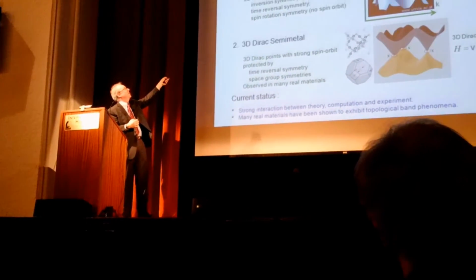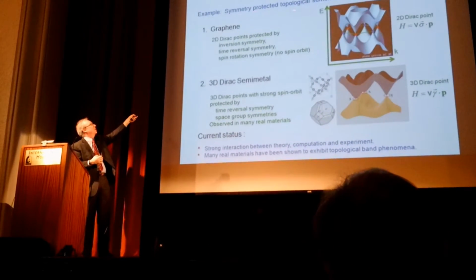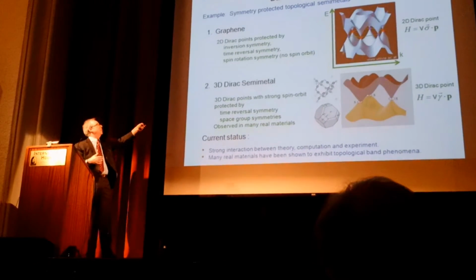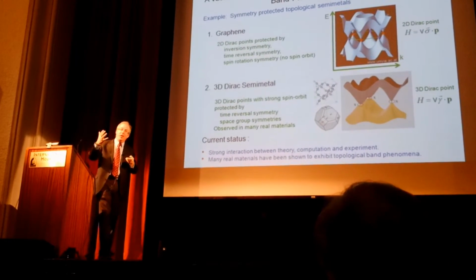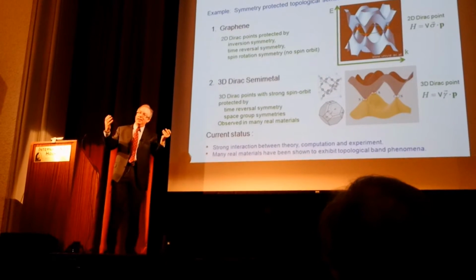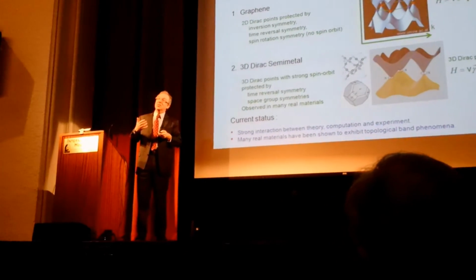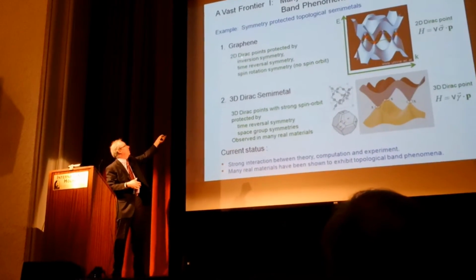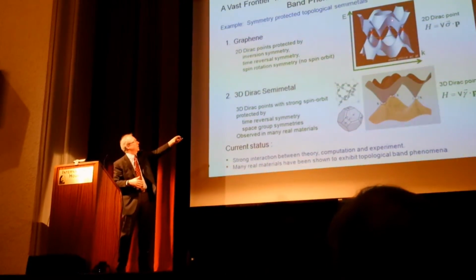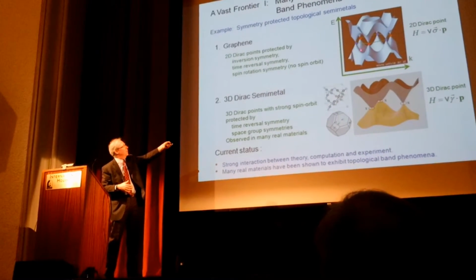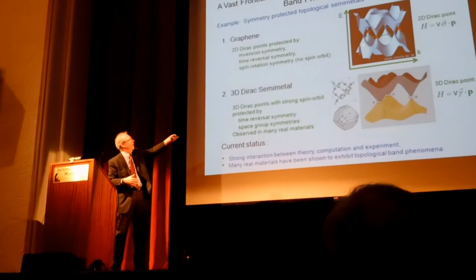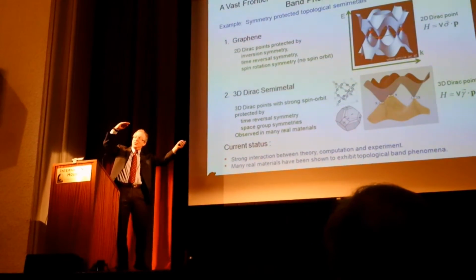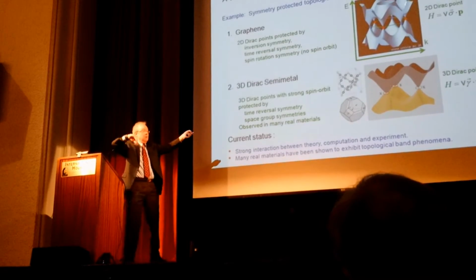Let me take an example of one of them: what I'll call symmetry-protected topological semimetals. The most familiar example of this is actually graphene. Graphene is a material which has been studied a lot over the last decade. The thing that's interesting about graphene from an electronic point of view is that it has a conduction band and a valence band, but they exactly touch each other at a point, which is called a Dirac point. This structure is actually very similar to what happens at the surface of the topological insulator.